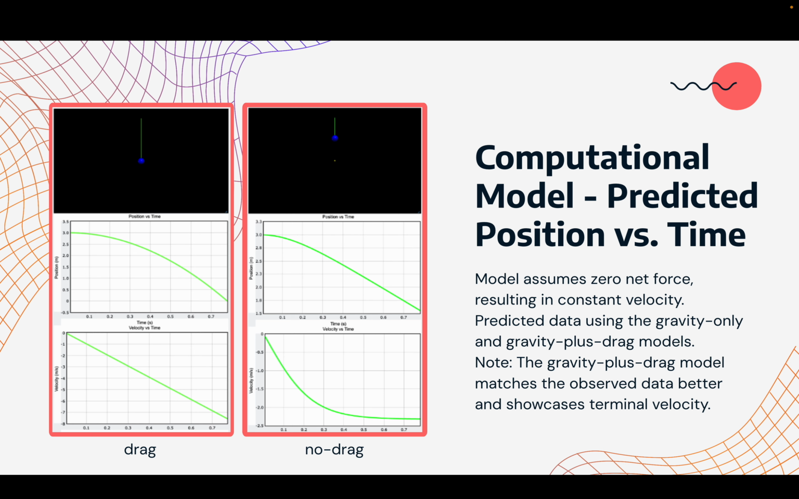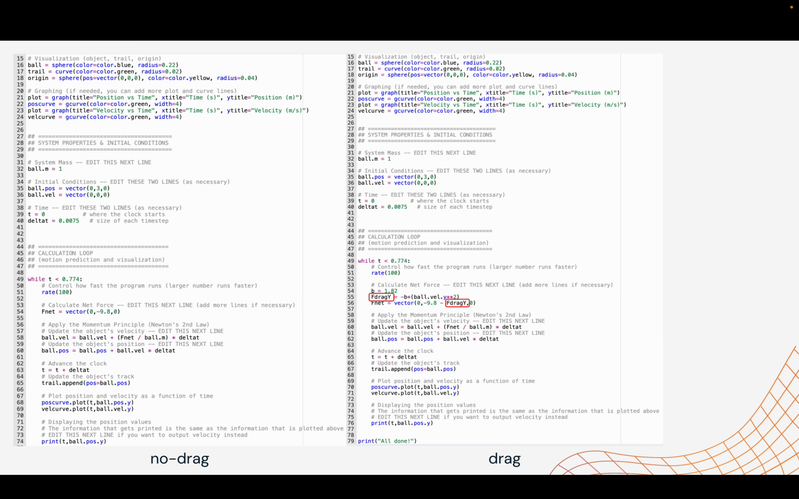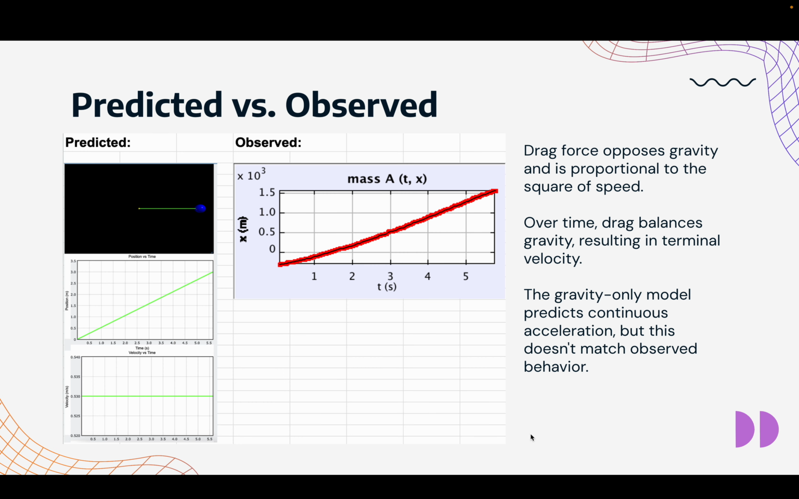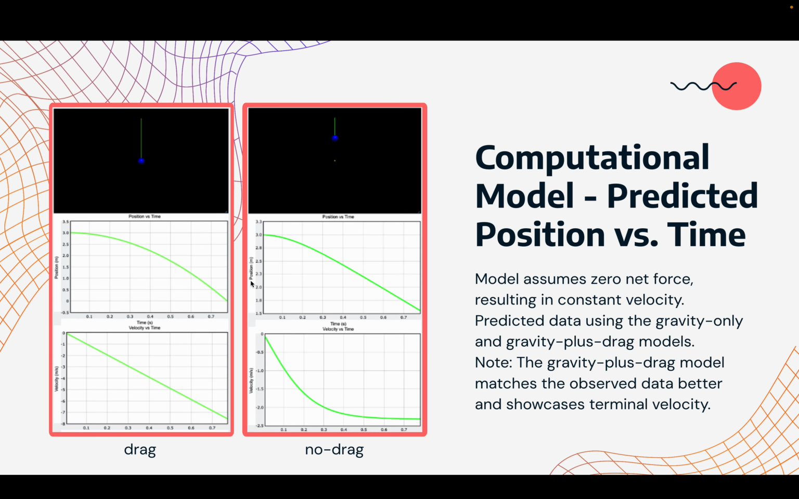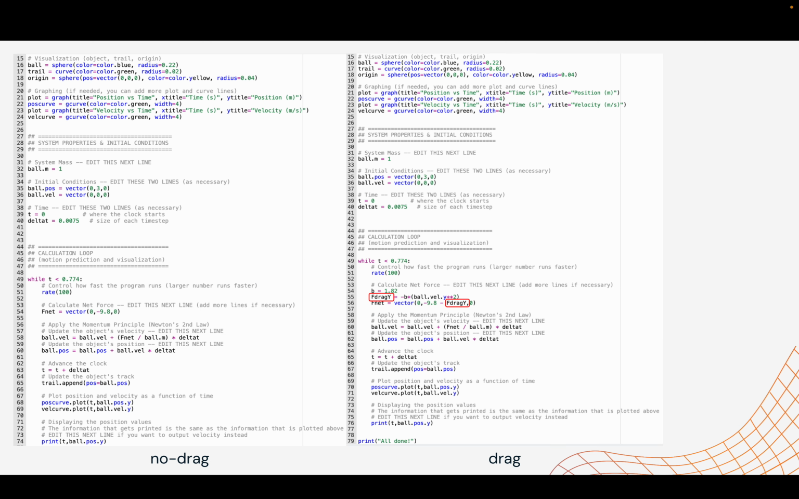Here are my two computational models. The first one includes drag. The second model assumes zero net force, resulting in constant velocity. And as you can see from the comparison, the model with drag matches the real data more closely. And this slide, here's the code from GlowScript that allowed for this simulation.